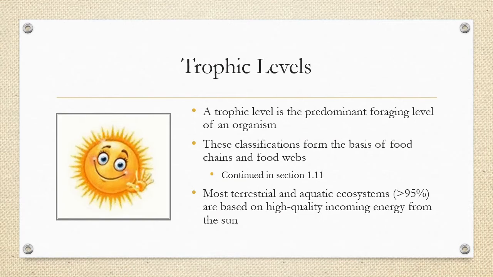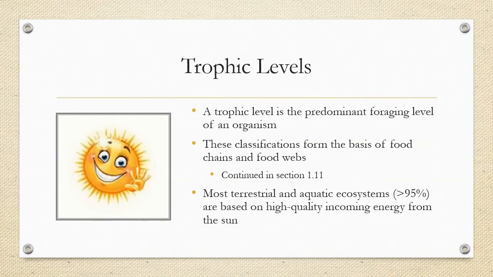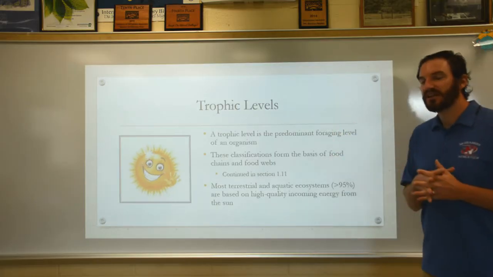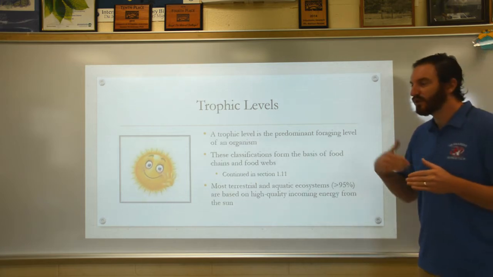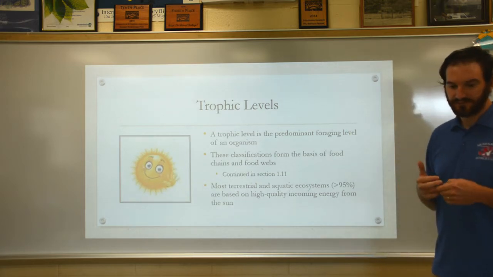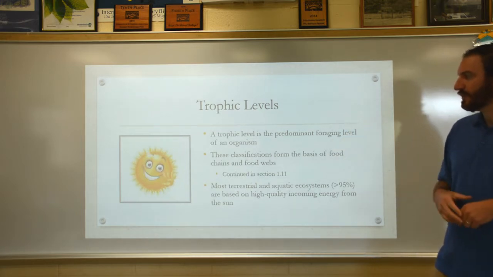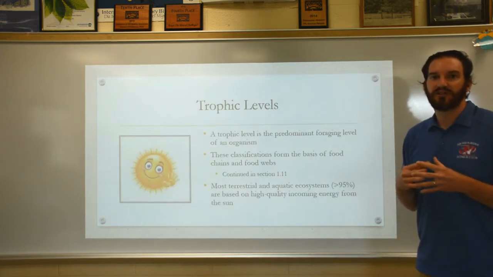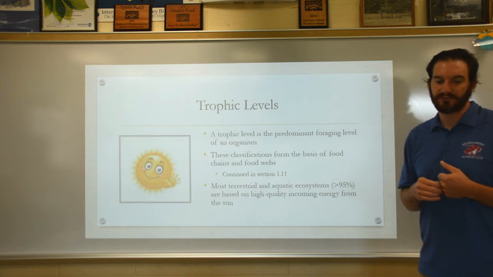What is a trophic level? A trophic level is referring to the predominant foraging level of an organism. This is what type of foods it predominantly consumes, and where that falls in a food chain, food web system. Now, this concept works in collaboration with food chains and food webs, and we're going to continue that in a section or two. So we're going to make sure we fully understand all of those little details associated with the structure of an ecosystem from an organismal standpoint.